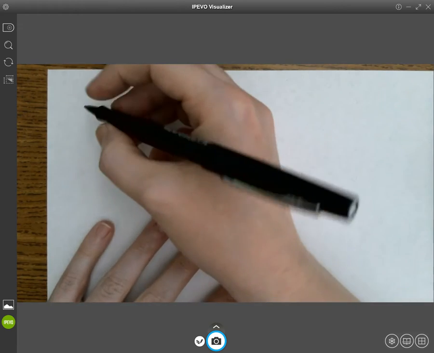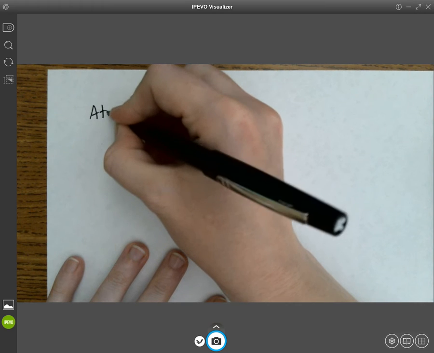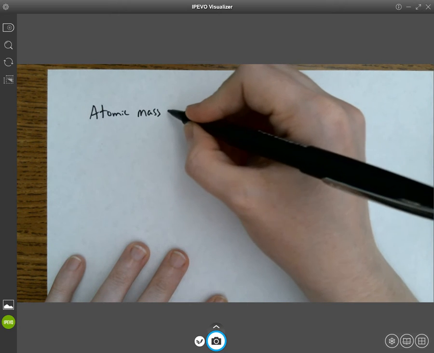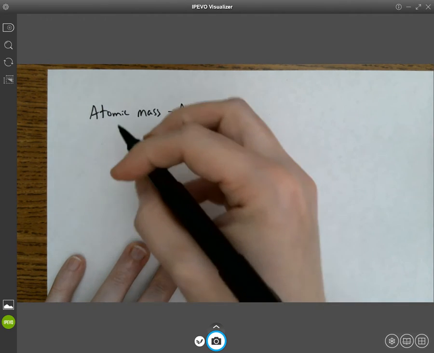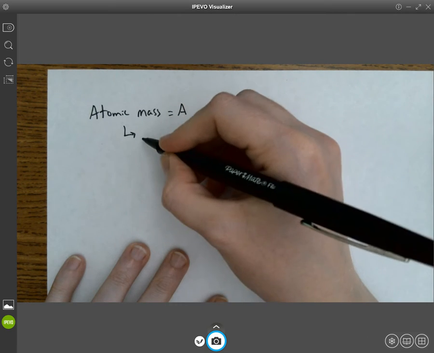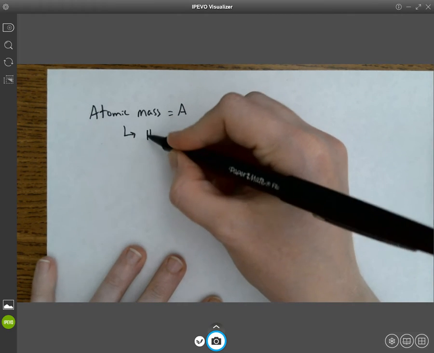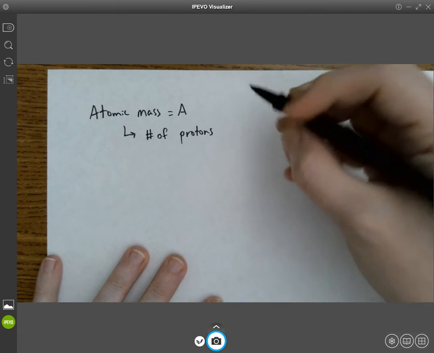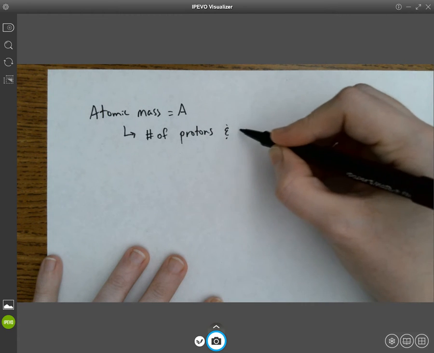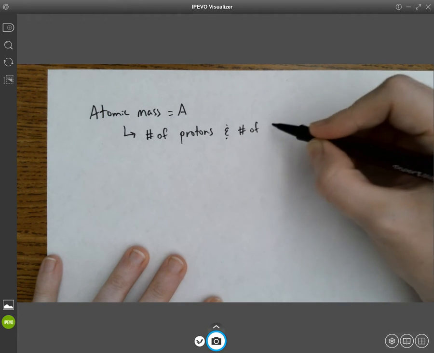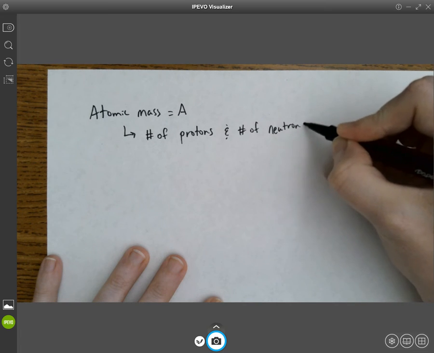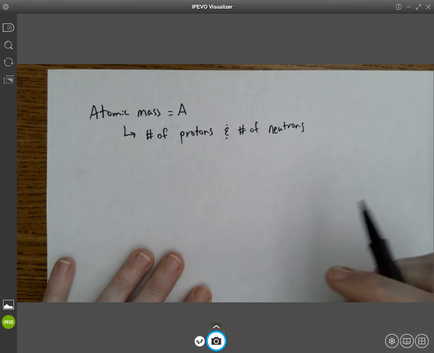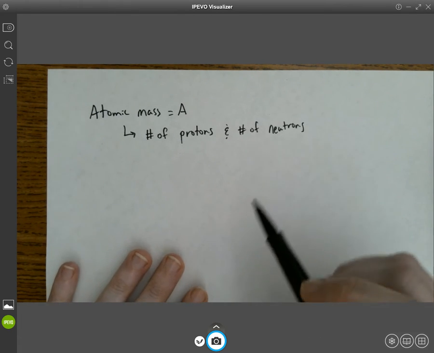So a few things here. We will represent atomic mass as the letter A. And atomic mass is going to be the number of protons and the number of neutrons. So essentially the nucleus of an atom, because that is where the majority of the mass of the atom resides, is in the protons, neutrons, or the nucleus.